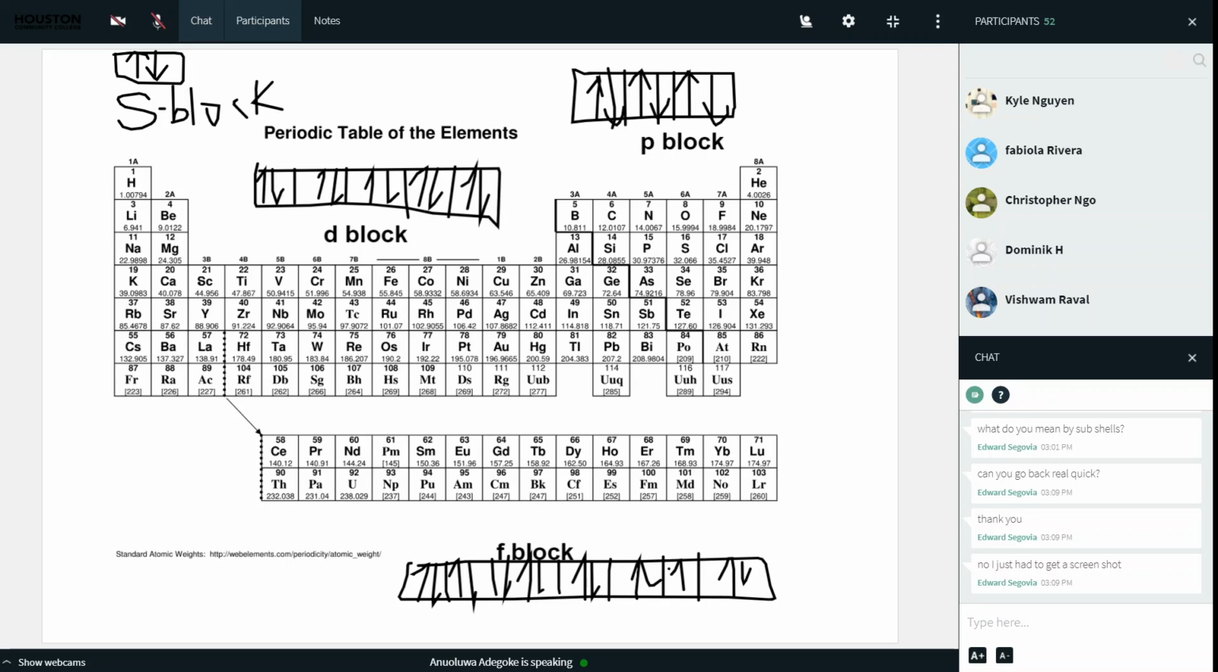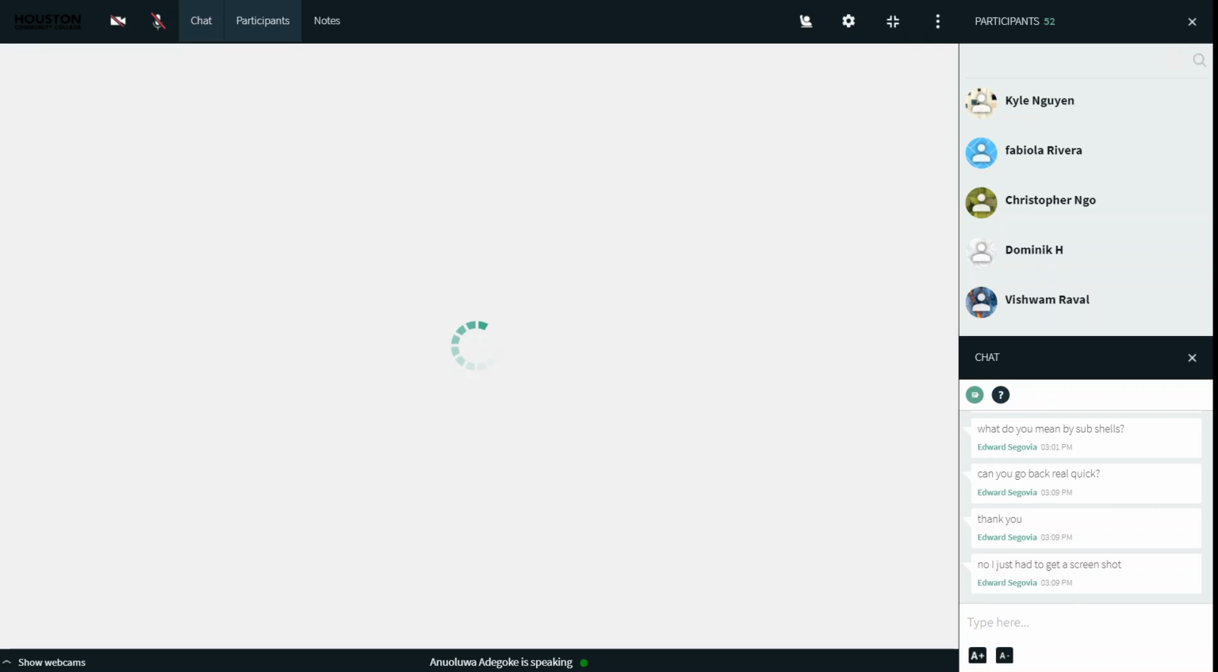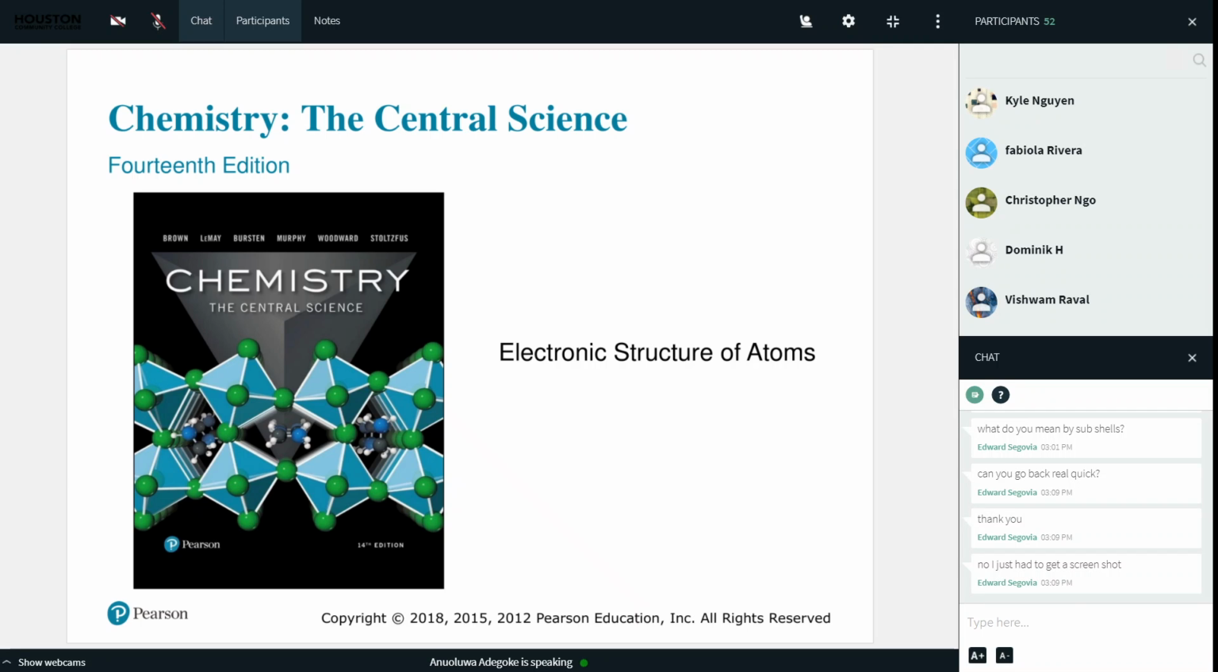If I ask you now, write down the electronic configuration of boron, it will be 1s2. Whenever we are writing this electronic configuration, let me go back to the file so that you can see exactly the blocks and how we write electronic configuration.